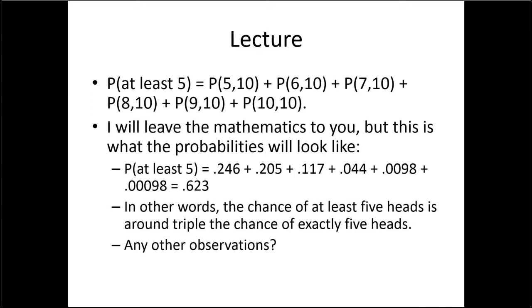So the probability of 10 heads out of 10 tosses, as you can see, is a pretty small number. It's slightly less than 1 in 1,000. Not impossible, but small. So the probability of getting 5 or more heads is around 3 times the probability of getting just 5 heads, which I think is pretty interesting. So think about what else you can glean from this, and there are a lot of different things going on there.